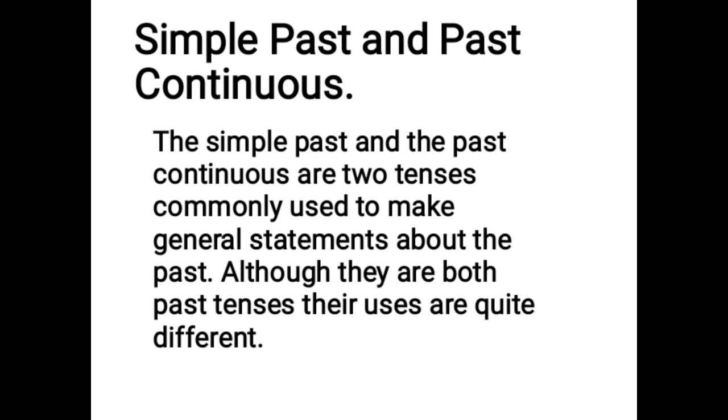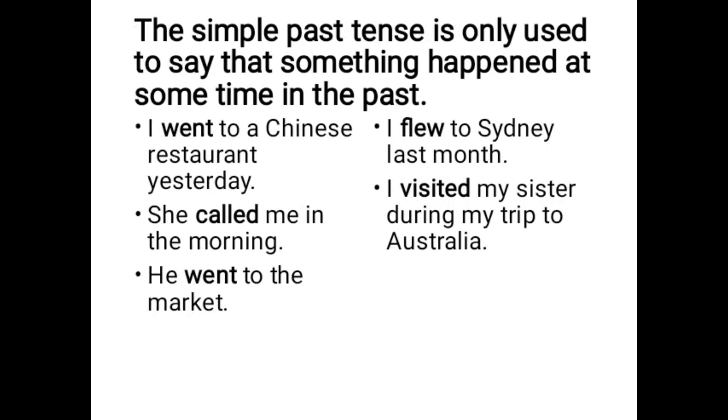Here it says the simple past and the past continuous tense are two tenses commonly used to make general statements about the past. Although they are both past tenses, their uses are quite different. Interesting. Now, let's move forward. Now, we're going to focus first on simple past. It says it is only used to say that something happened at some time in the past.